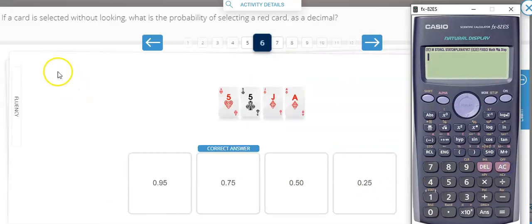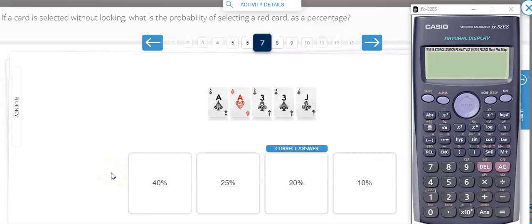This question here is asking if a card is selected without looking, what is the probability of selecting a red card as a decimal? So we know that we have to put this in the form of a fraction. The amount of red cards in this case is 3, and the amount of cards all up, remember including the red cards, is 4. Now we press equals and press the SD button, and this will give the 0.75 in decimal form, which is there as the correct answer.